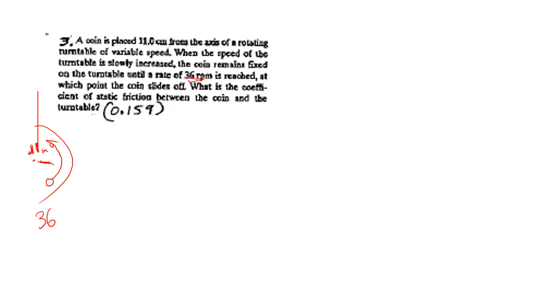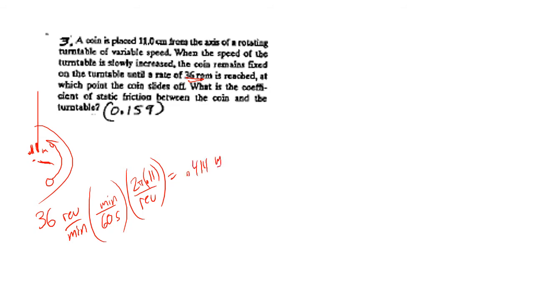So 36 revolutions per minute. I want to know meters per second, so there's 60 seconds per minute. And then I know that each revolution has 2 times pi times the radius meters. So 36 divided by 60 times 2 times pi times 0.11. So that means it's going to be traveling 0.414 meters per second.